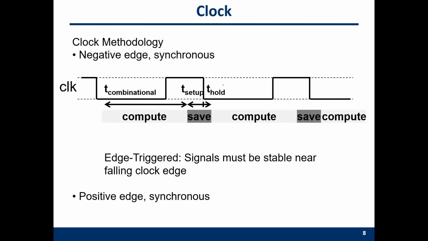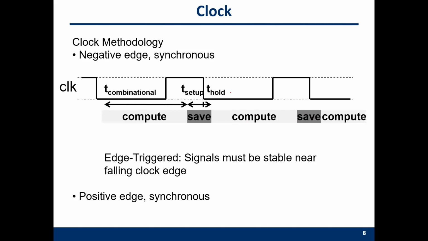And when the clock goes down in the second cycle, it will do the computation again and then save the intermediate results, and so on and so forth. So this is a negative edge trigger. We use the falling edge to synchronize the computation and the saving. In this way, we can do different tasks.